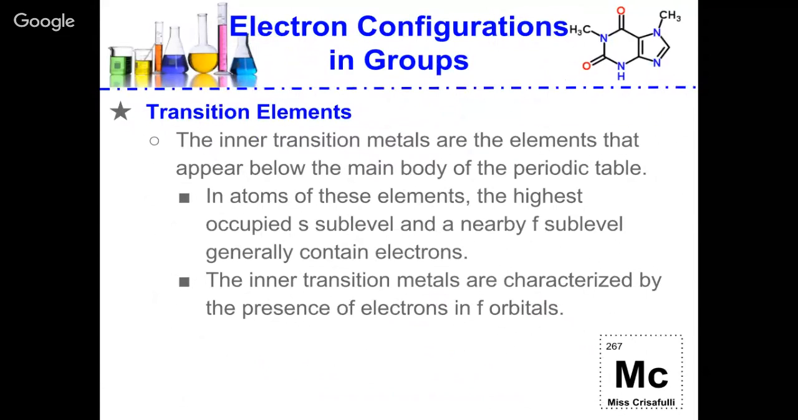The inner transition metals are the elements that appear below the main body of the periodic table. They have elements that have the S sublevel as well as the F sublevel in their outer shell. The inner transition metals are characterized by the presence of electrons in F orbitals. Now that should all be a review. We used our periodic table when writing electron configurations in chapter 5.